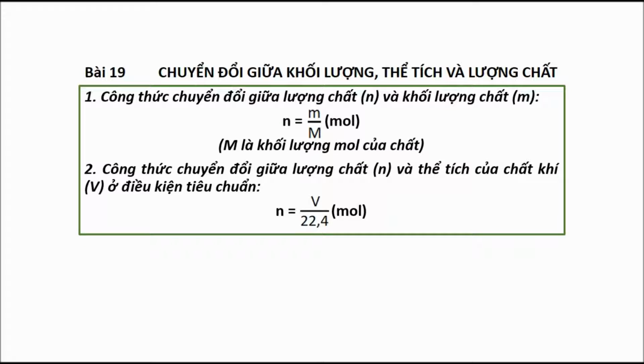1. Conversion formula between the molar amount n and the mass m of a substance: n equals m over M mole, where M is the molar mass of the substance. 2. Conversion formula between the molar amount n and the volume V of a gas at SDP: n equals V over 22.4 mole.